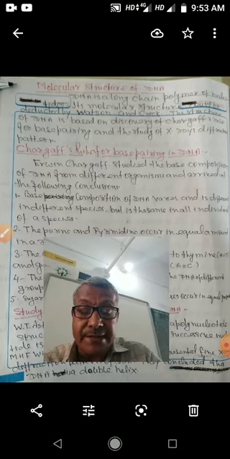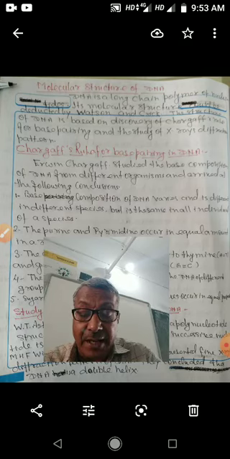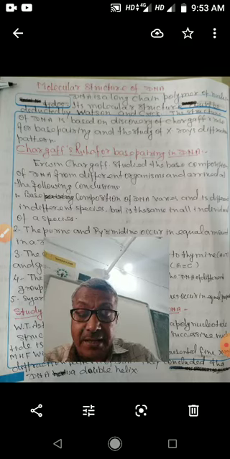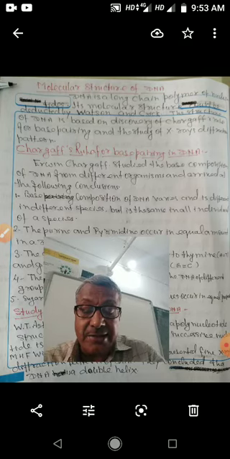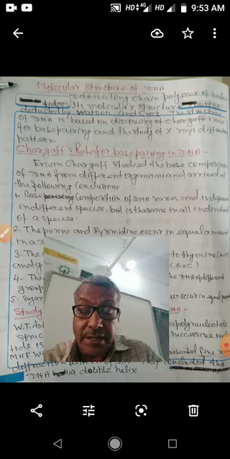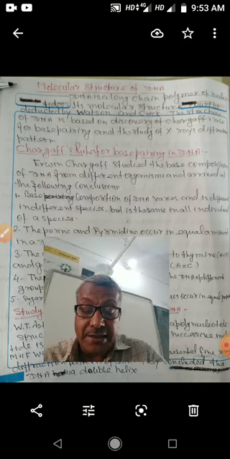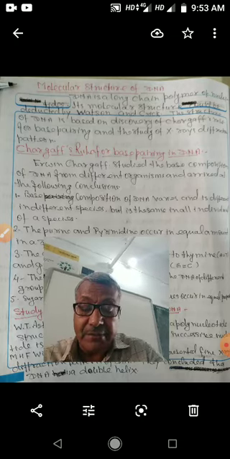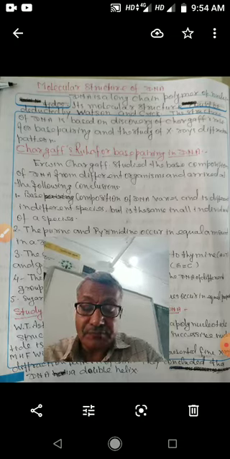The four types of nucleotides of DNA are deoxyadenylic acid, that is dAMP, deoxyguanylic acid, deoxycytidylic acid, and deoxythymidylic acid.